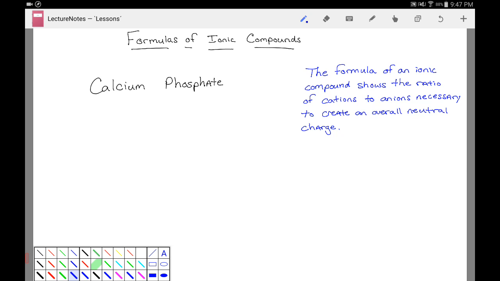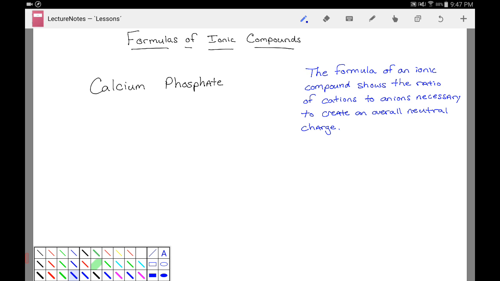So ionic compounds are formed when a positively charged cation combines with a negatively charged anion in a set ratio that will cause their charges to cancel each other out. So to come up with the formulas for ionic compounds, we're trying to find the ratio of those positive cations to the negative anions that will cause this neutral charge.